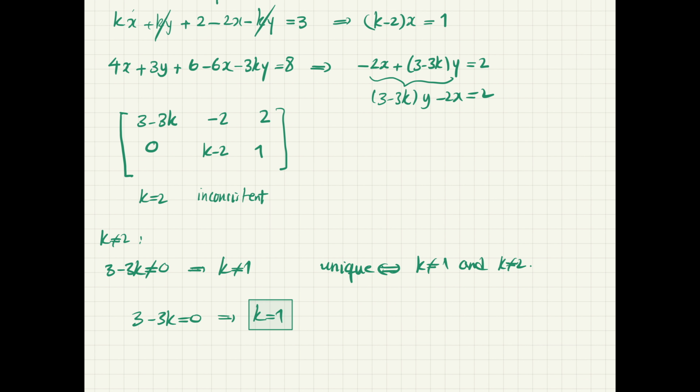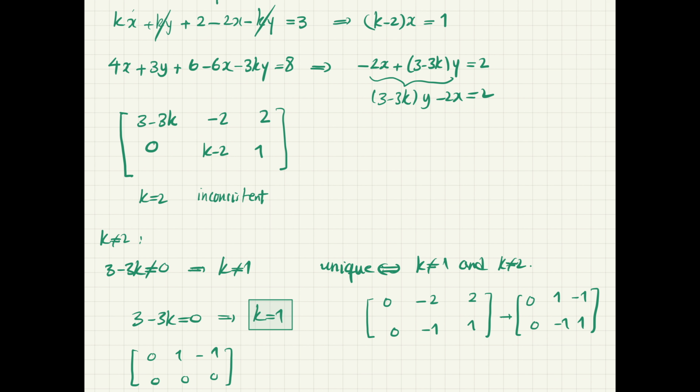Okay? And of course, if k is equal to 1, what will happen here? Then you will get 0 minus 2, 2, 0 minus 1, and 1. So what I can do, for example, is divide this by negative 2, it becomes 1 and minus 1, 0 minus 1 and 1, and then add it to the next one, it becomes 0, 1 and minus 1, 0, 0, 0, and then just do the backward calculation to simplify that.